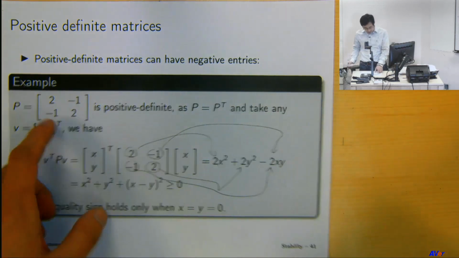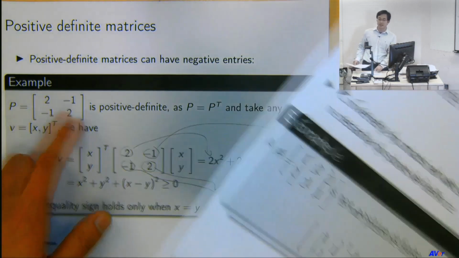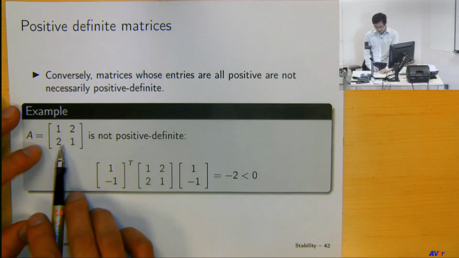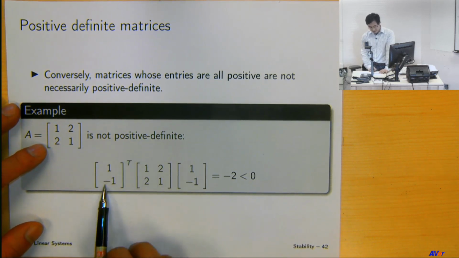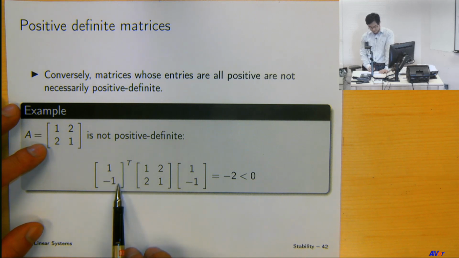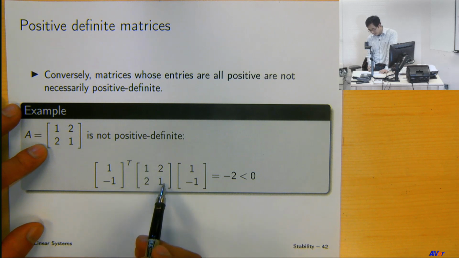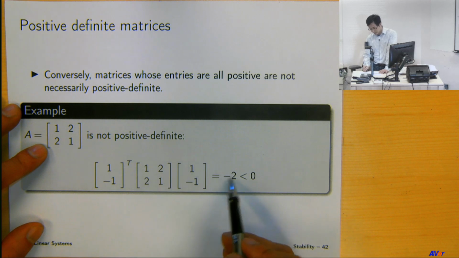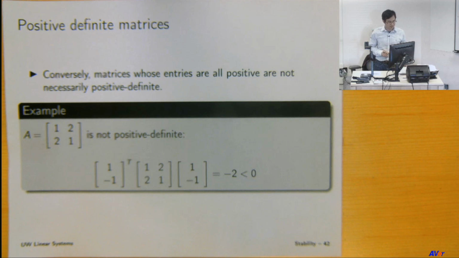So similarly, a matrix with all entries positive does not mean that the matrix is positive definite. This matrix has all the entries positive, but it's not positive definite. You can verify easily by checking the vector 1, negative 1, right? It's going to pick up the diagonal: 1 plus 1 minus 2 minus 2. So you can check that this is negative 2. It is less than 0.